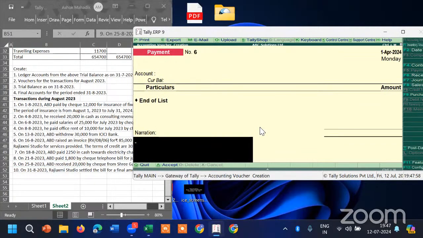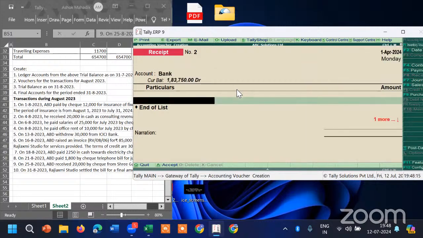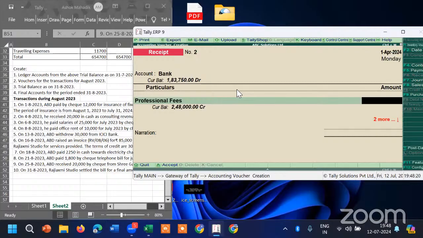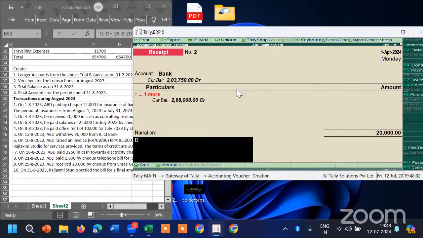So I'll take the receipts, F6. I have to create the account. Receipt, and I'm receiving cash or check? Check. So bank, professional fees. See, whenever we receive money, we need not mention the party's name. I have repeated this many times. 20,000. In addition, you can mention the party's name here, you can mention the details.